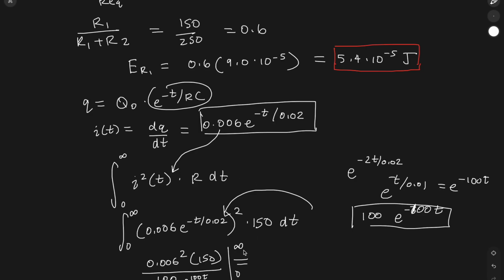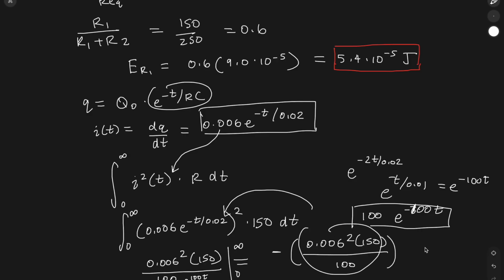If you plug in infinity, the whole thing goes to 0, but you're actually going to be subtracting. Sorry, had a brain fart there. Our bounds of integration are from 0 to infinity. So if you plug in infinity for t, this entire thing just goes to 0 because infinity is in the denominator. Then you plug in 0 for t, which just gives you 100. This is the expression which will give you your answer, which is going to be 5.4 times 10 to the negative 5.